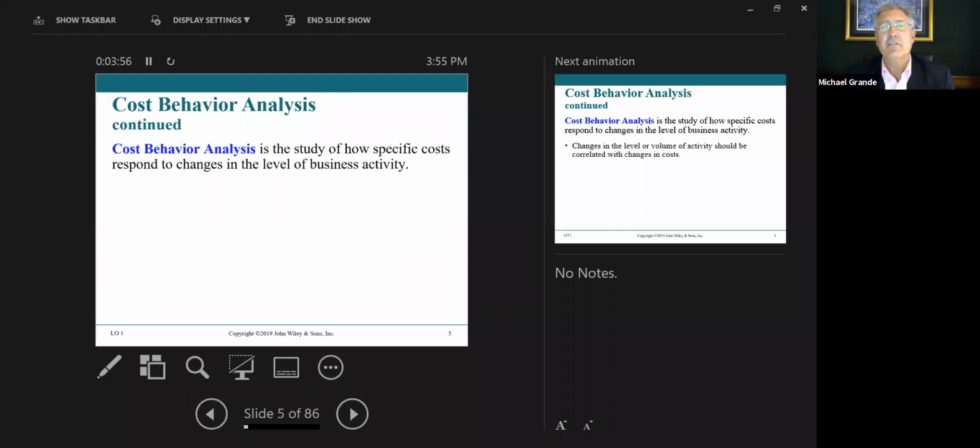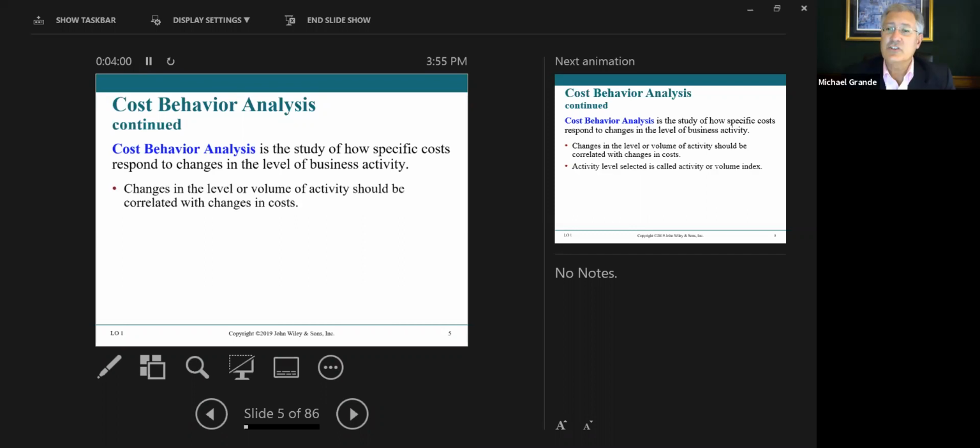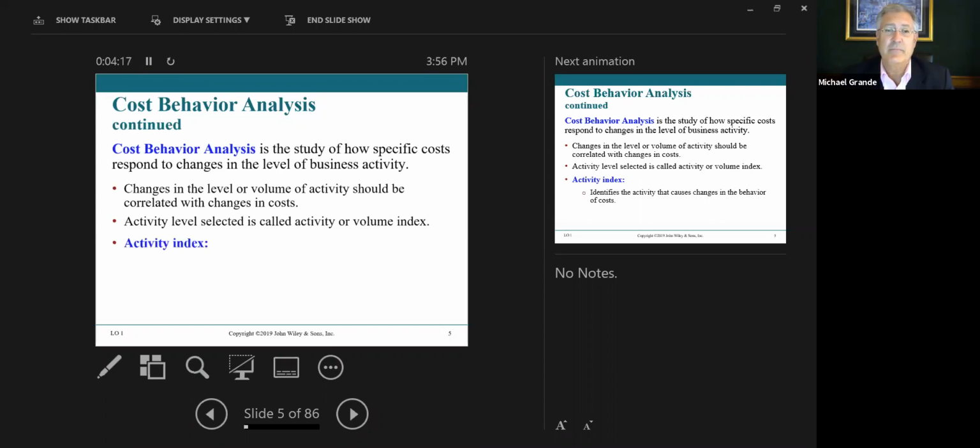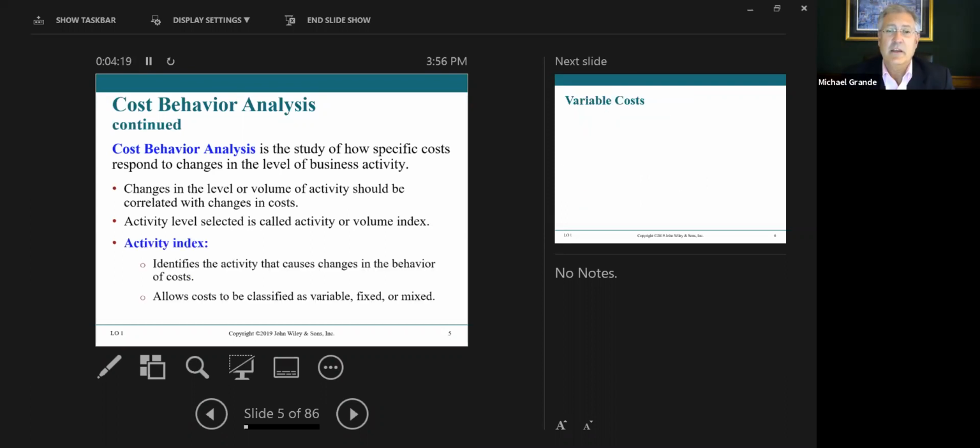So cost behavior analysis is the study of how specific costs respond to changes in the level of business activity. Changes in the level or volume of activity should be correlated with changes in costs. The activity level selected is called the activity or volume index. And the index identifies the activity that causes changes in the behavior.